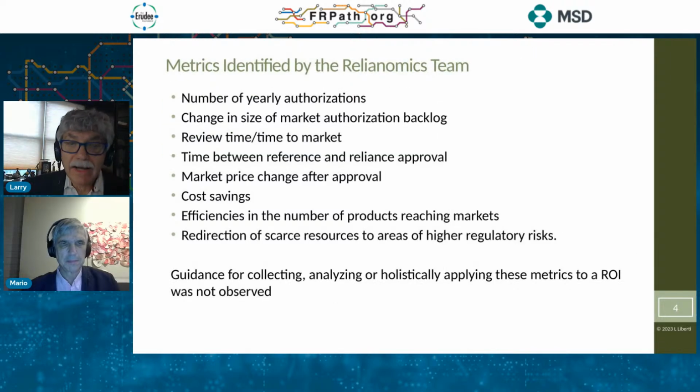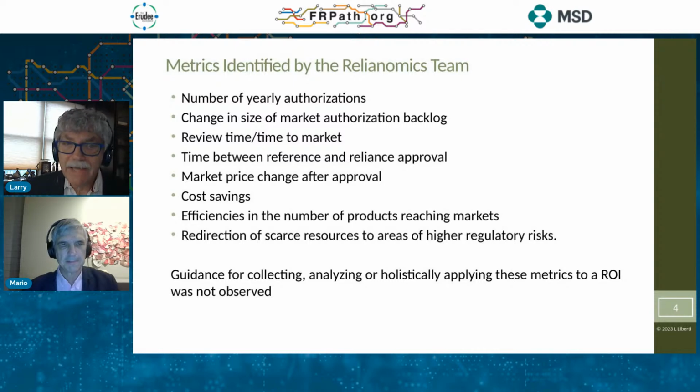We did identify a few metrics in the work that we were doing. Some of these I think you're very familiar with. We might touch on a few today. Things like time between a reference agency and the reliance approval, or even market price change after approval. Redirecting scarce resources to areas of higher regulatory risk has been talked about, but hasn't really been quantitated.